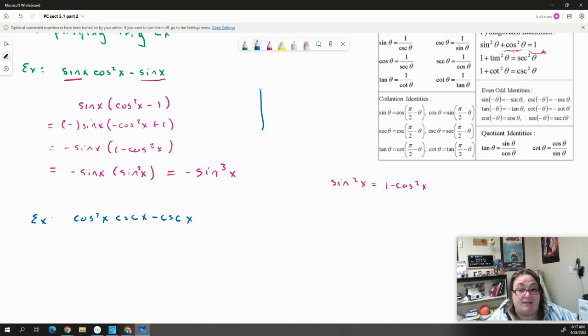Which means I can take cosecant out of both sides. I can rewrite this as cosecant of x, right? Well, if I factor it out of this piece right here, I'm just left with cosine squared of x. If I factor it out of this piece right here, well, cosecant x divided by cosecant of x is just 1. Looks familiar to up here, does it not?